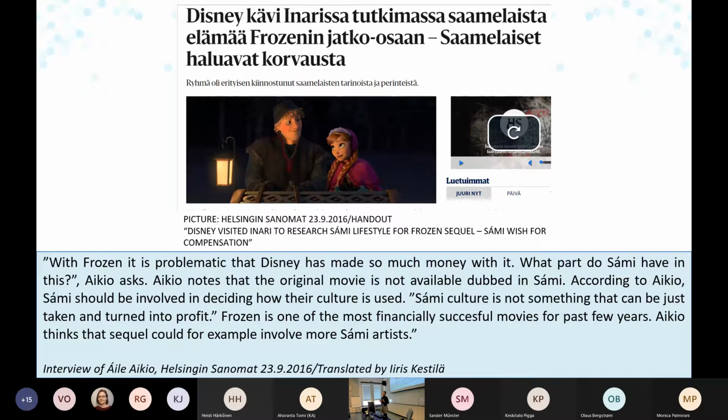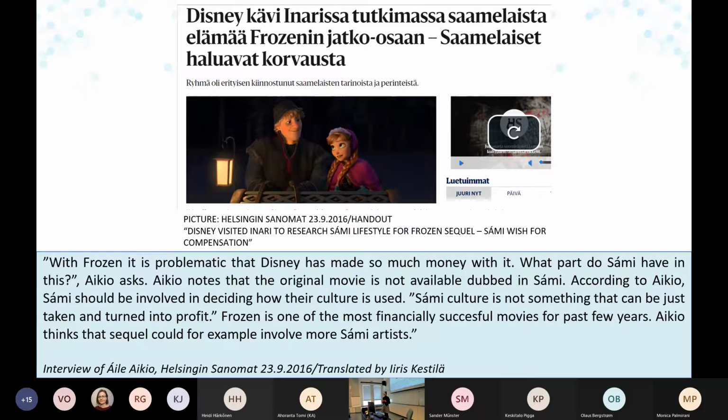In Frozen 1, this was not much discussed, in the sense that Disney did not engage with the Sami community at all, but with Frozen 2, people started to discuss it and were not exactly happy with what was going on. And I think the problem is very well explained in this quote that was published in Helsingin Sanomat.